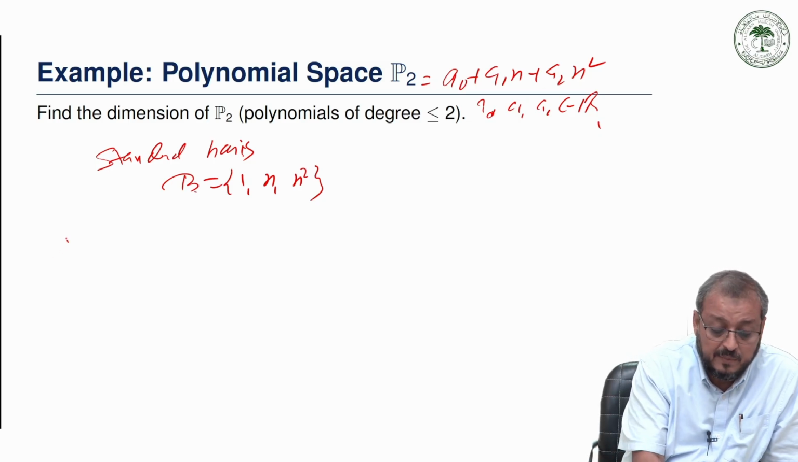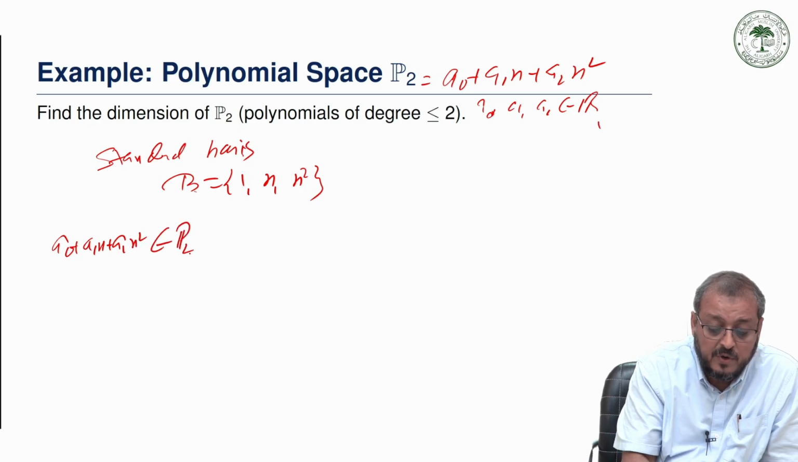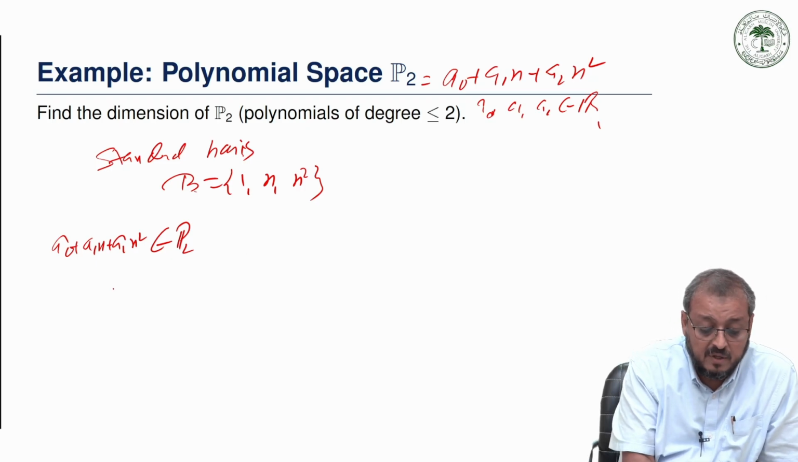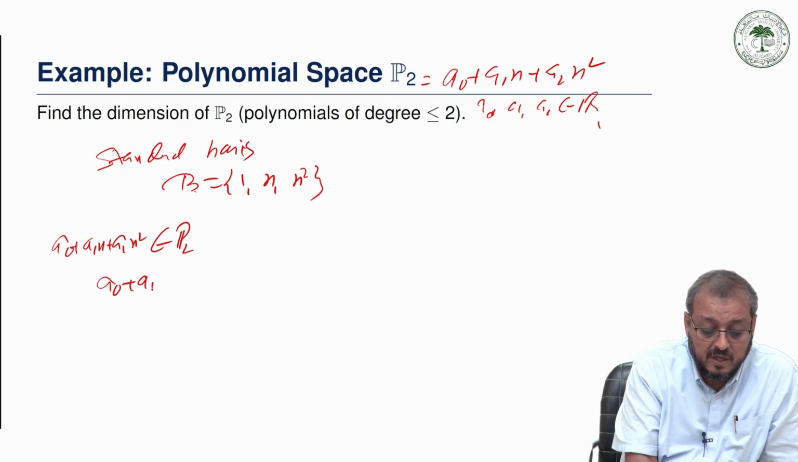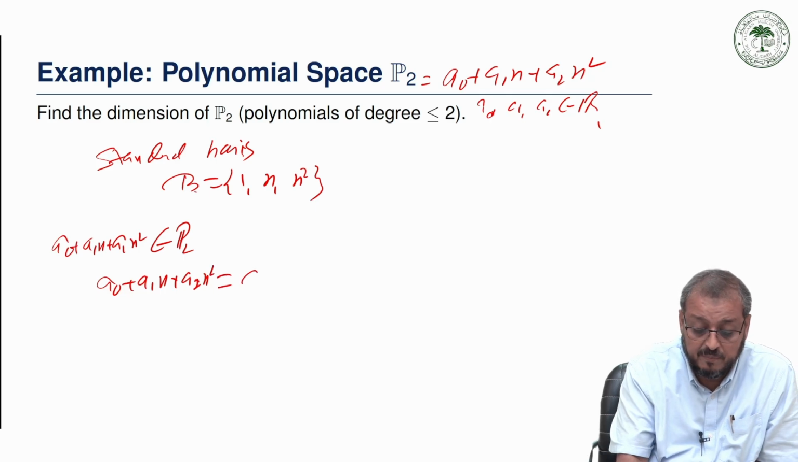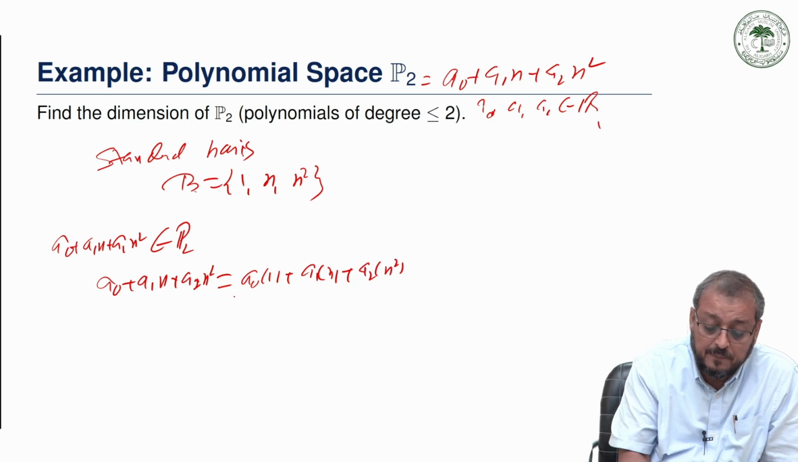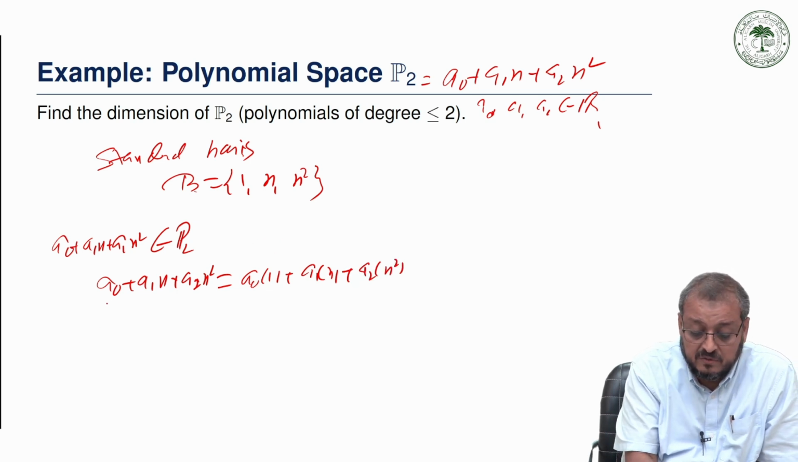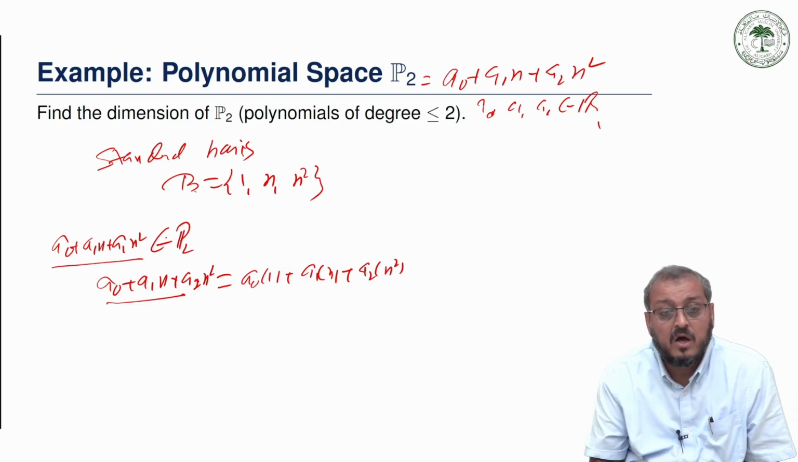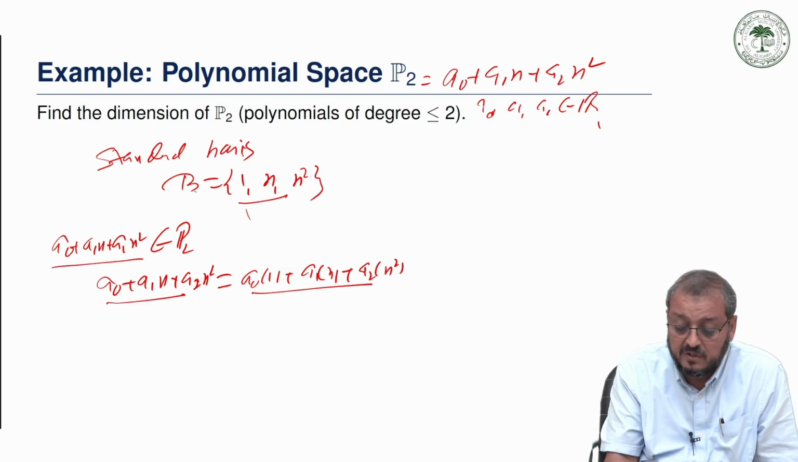Because we take any element a0 plus a1x plus a2x square of P2, this element can be written in the form of the basis: a0 into 1, plus a1 into x, plus a2 into x square. So any arbitrary vector from this can be written as a linear combination, and the basis generates the whole space.